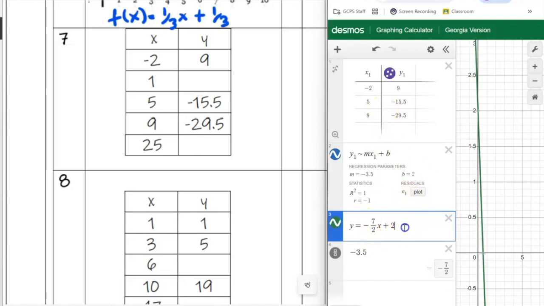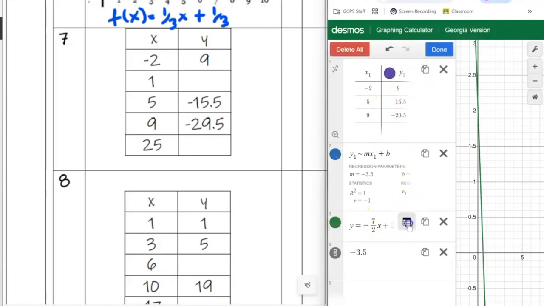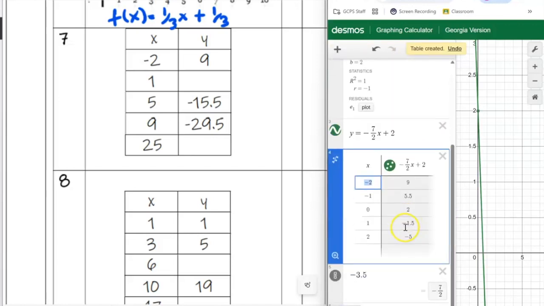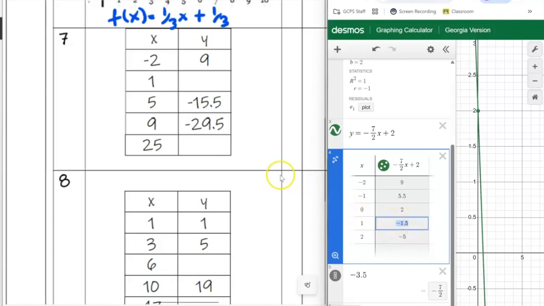All right, now I can make it a table. So I can see what is my zero term, what is my first term. So there's my zero term, which means my y-intercept is 2. And my first term is negative 1.5, which means then it cannot be a sequence. So this must be a function.